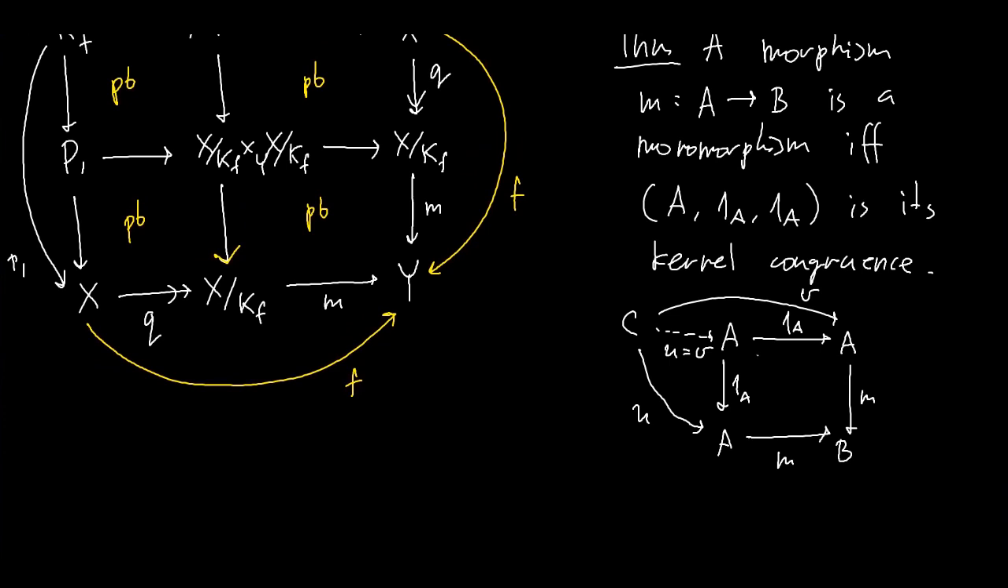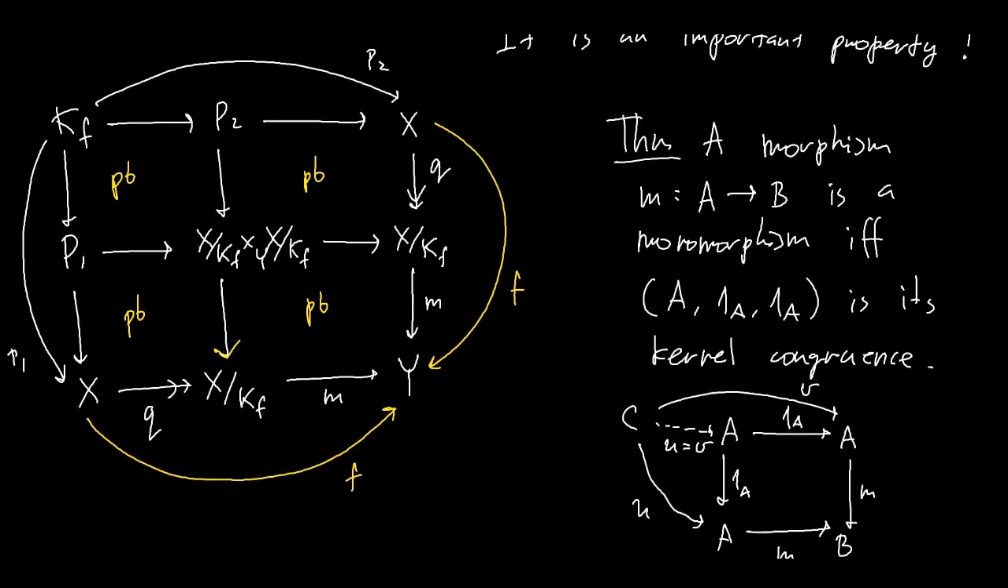No, I'm saying that if I want to prove that M is a monomorphism, I think I want to say something even stronger. It's sufficient to prove that these two maps are actually equal to each other. Let's actually work that out.